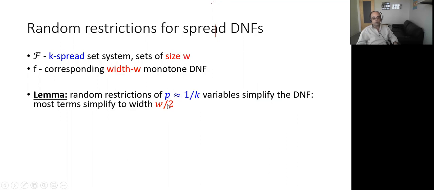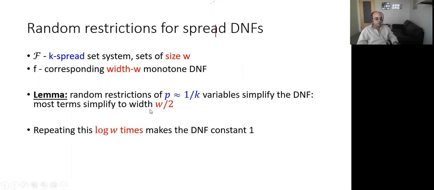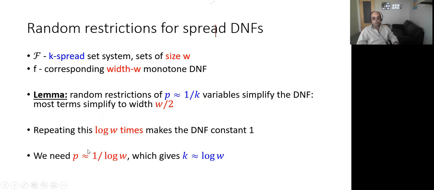factor of 2. So of course, once you know that, the obvious thing you want to do is to repeat this until it shrinks the width to nothing. If you repeat this log W times, you basically get a constant 1 DNF. That means if we fix a log W times 1 over k fraction of the variables, then the DNF becomes true. So of course, what we want to do is choose p to be something like 1 over log W, so that p times log W is a constant, like a third, which is what we're trying to analyze.